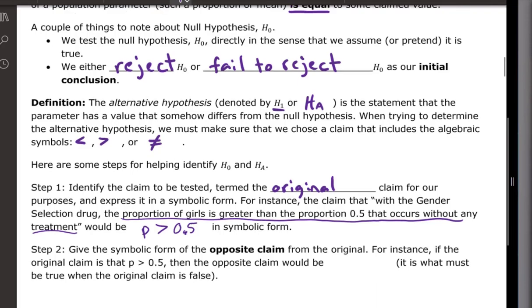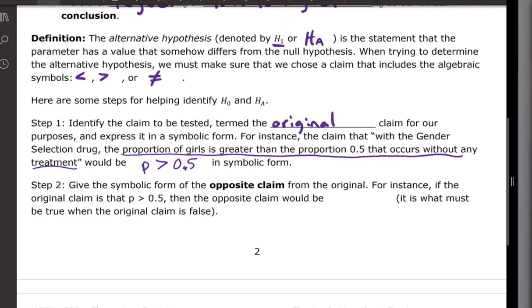Now, next, you want to give a symbolic form for something we call the opposite claim. That's what I'm going to call it. The opposite claim is just whatever the opposite of your original is. Like if your original is not true, what will be true? If P is not greater than 0.5, what does P have to be? It has to be less than or equal to 0.5. So it has to be one of those. And that will be the opposite claim right there.